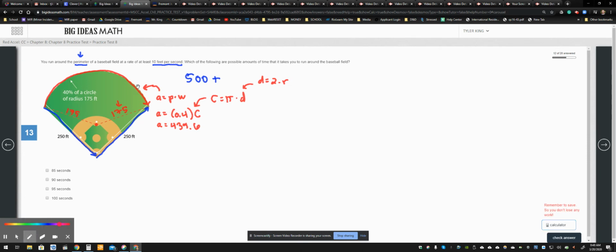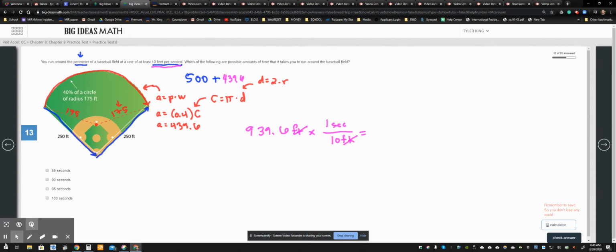So what we're going to do is we're going to take that 500 and we're going to add 439.6 and end up at 939.6 for the full perimeter of the baseball field. Now, we're running at 10 feet per second. Okay, so if we're running at 10 feet per second and we know that we have 939.6 feet to go, right, we can times this by 1 second over 10 feet in order to cancel our feet and figure out how long it's going to take us to run this distance.